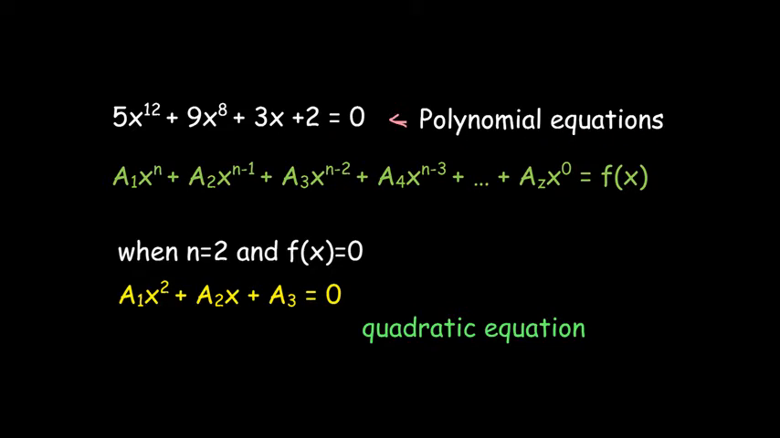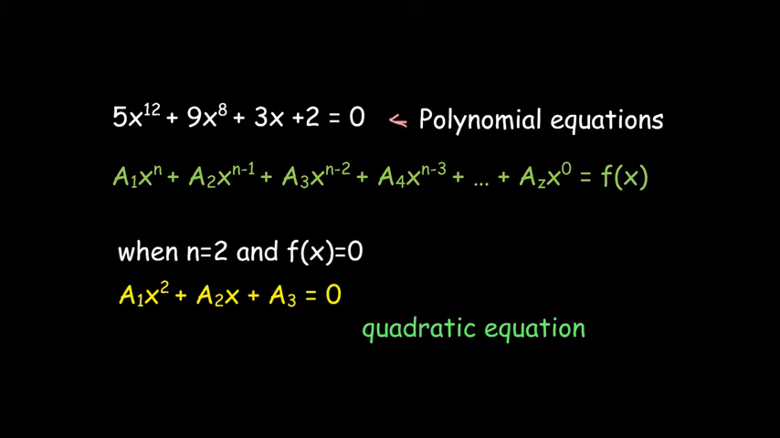Now, the general form of any polynomial equation is a1 x^n plus a2 x^(n-1) plus a3 x^(n-2), and you keep going till you get an x^0. This equals f of x, and f of x is basically a function of the variable x.